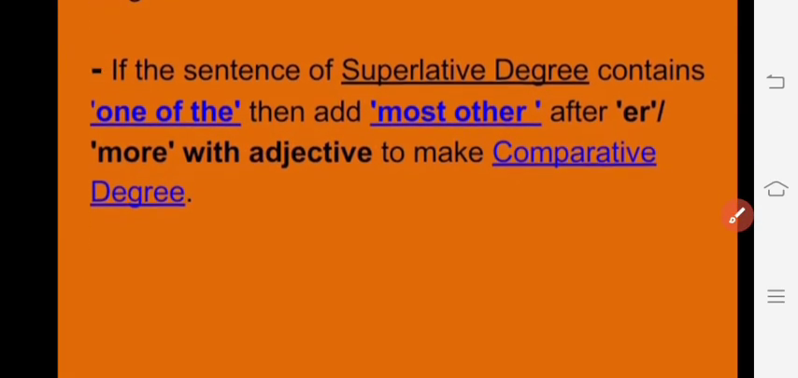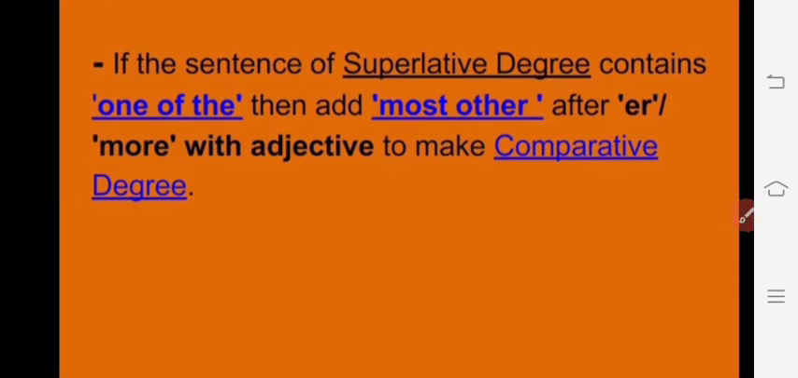Now the second step to make a comparative degree. If the sentence of superlative degree contains one of the most popular, one of the most intelligent, one of the most beautiful, and if you want to convert it into comparative degree, then add most other and the er form, most other and er or more form. Just make it clear with some examples.